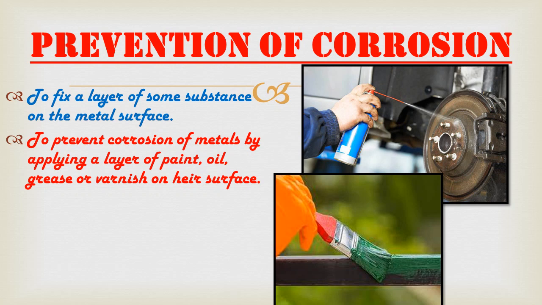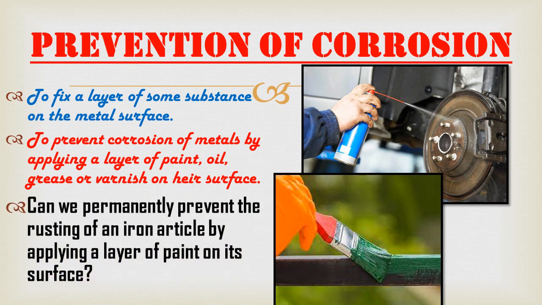So students, can we permanently prevent the rusting of an iron article by applying a layer of paint on its surface? No, we cannot protect articles permanently from rusting by painting them, and the method of painting is suitable for only a short time. If there is a scratch on the paint on the surface of the article, and a small surface of the metal comes in contact with the air, the process of rusting starts again below the surface of the paint. So this is just a short-time method of preventing a metal from being corroded.